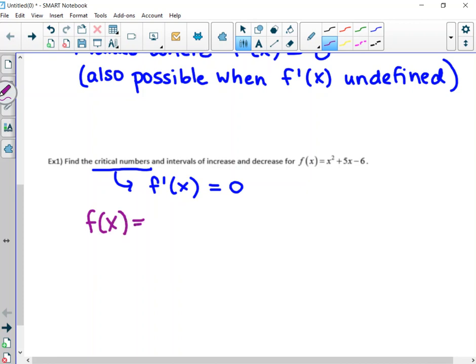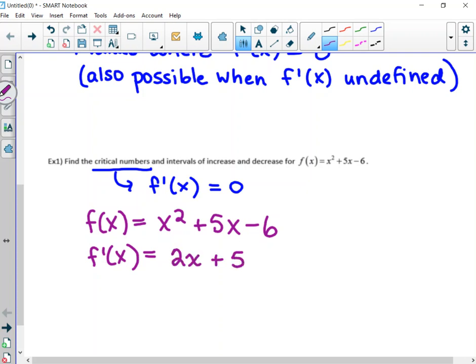So my function here, x squared plus 5x minus 6. So luckily, nothing too exciting here. No product rule or quotient rule or chain rule or anything like that. We can just take our derivative, power rule on each term. So 2x plus 5 is my derivative.